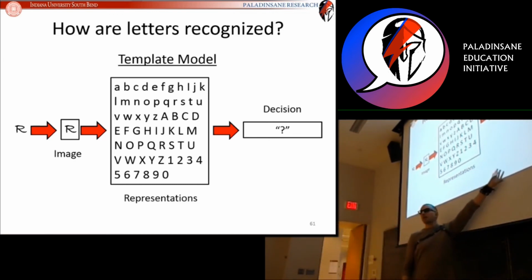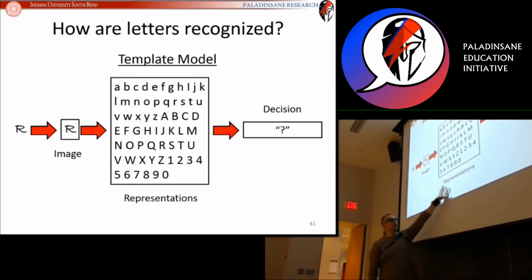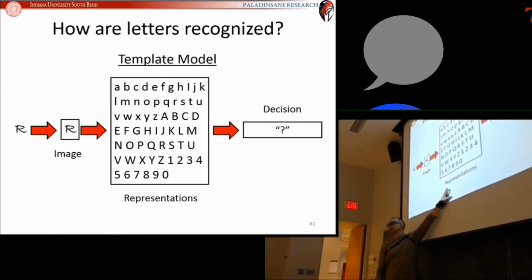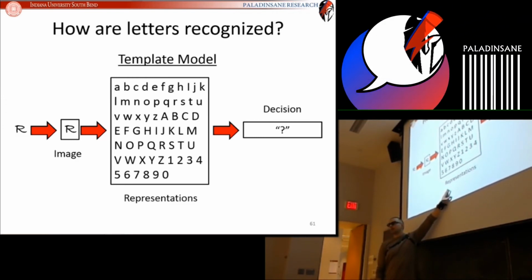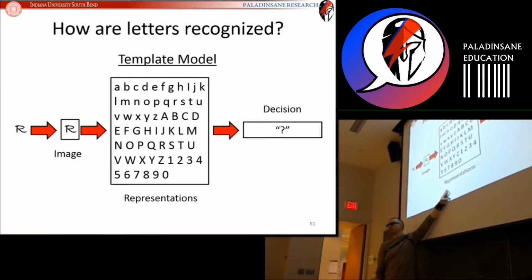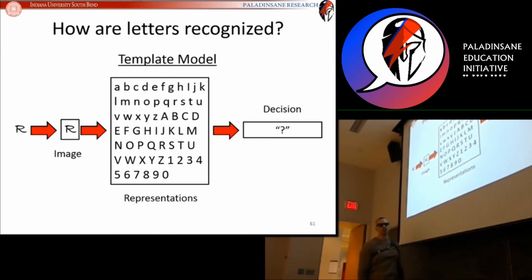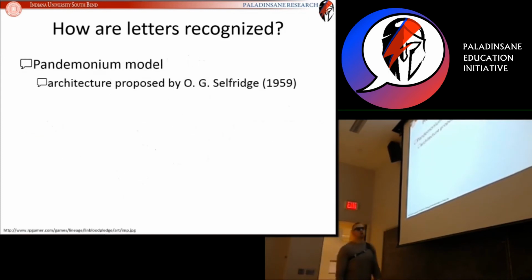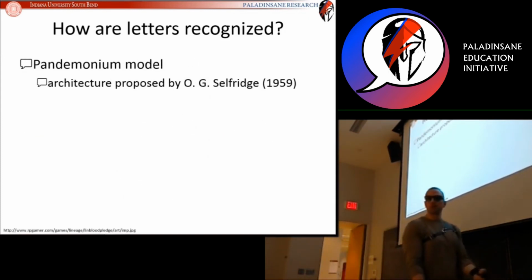So if it's in the computational level, if it's something that we can do, and our representational level says that we can't do it, then our representational level is wrong. We need to find a new representation. And then this is where the Pandemonium Model really showed its strength.